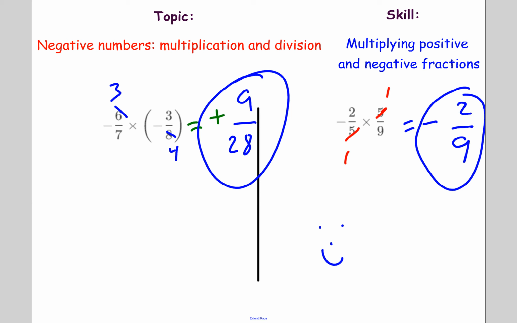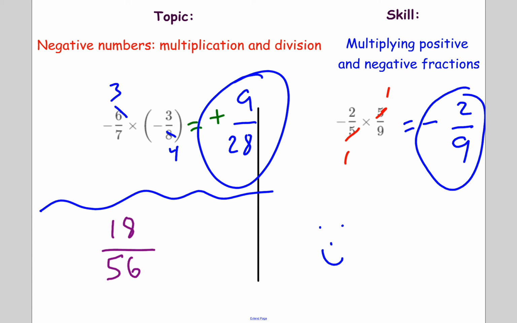All right, I actually want to show you how the previous one can be done. Let's say you didn't simplify, right? So I'm going to do this in purple. I'm just going to talk about this problem. Let's say you didn't simplify. You took the numerator and you got 18, and the denominator, 7 times 8 is 56, right? And we know a negative times a negative is a positive. So positive 18 over 56.